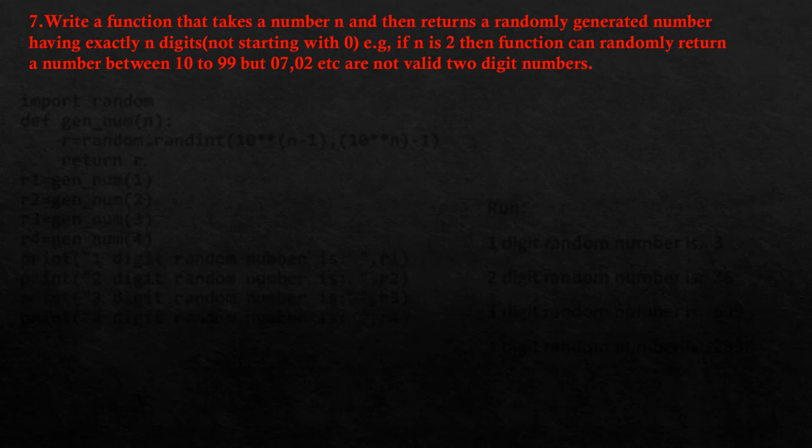Now, in this program, we have to write a function that takes a number n and then returns a randomly generated number having exactly n digits. That means if n is 2, then it will return a random number having 2 digits. That means the number should be between 10 to 99. Similarly, if n is 1, then it will return a randomly generated 1 digit number. Okay, let's see.